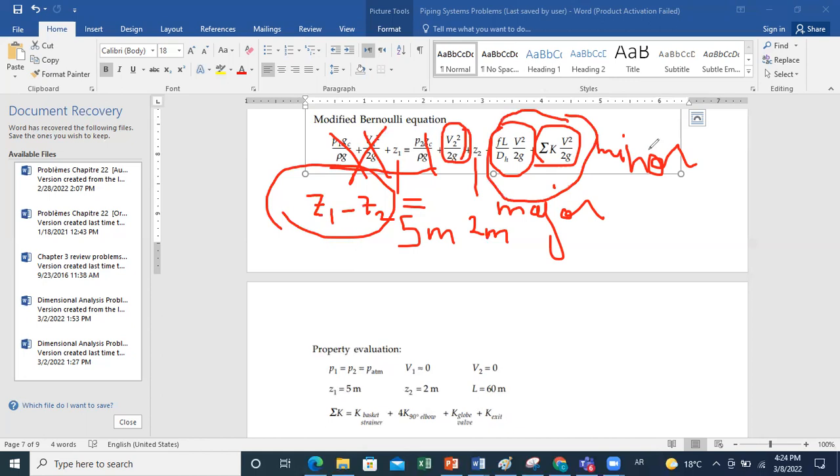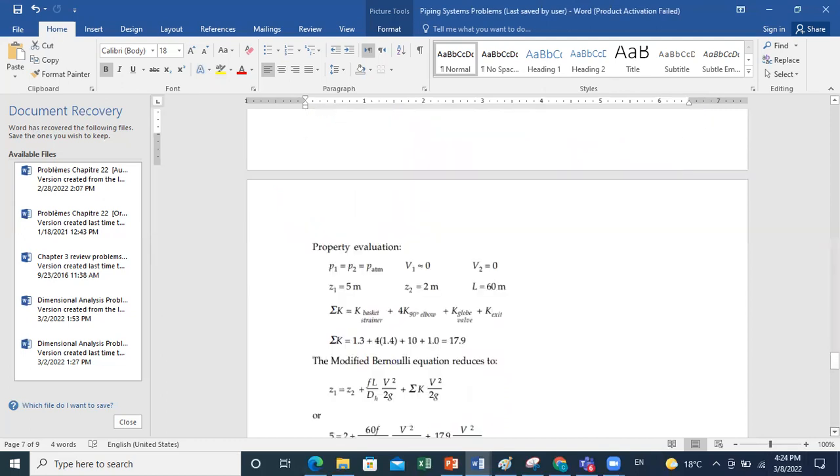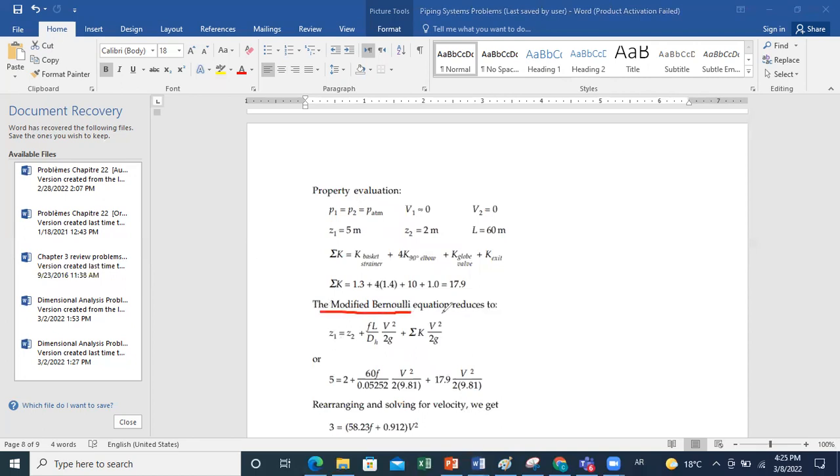Okay, so now if I replace sum of K by its value that I got from the different coefficients, I obtain the following Bernoulli equation. The following Bernoulli equation will tell me that Z1 equals Z2 plus FL over DH times V square over 2G, plus sum of K V square over 2G.